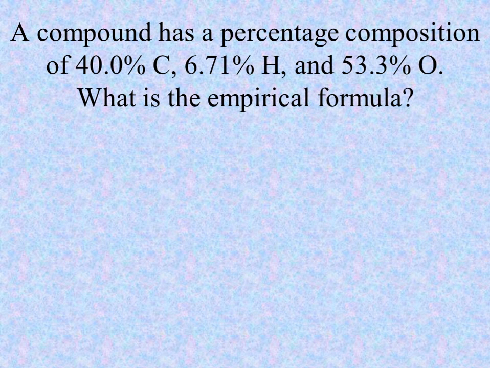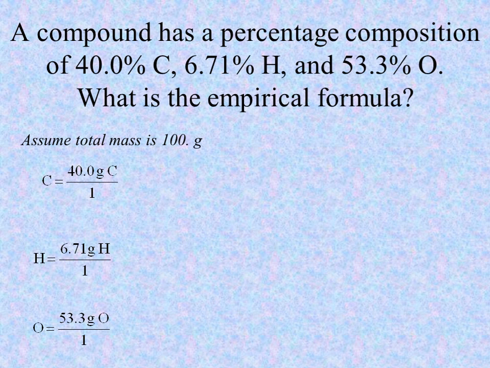In this example, we have a compound that has a percentage composition of 40% carbon, 6.71% hydrogen, and 53.3% oxygen. And the question posed to us is, what is the empirical formula? The very first thing we do, seeing that we're starting with percentages, we automatically write the statement, assume total mass is 100 grams. By doing that, we've now opened the door to allow ourselves to set up the problems where we have 40.0 grams of carbon, 6.71 grams of hydrogen, and 53.3 grams of oxygen.